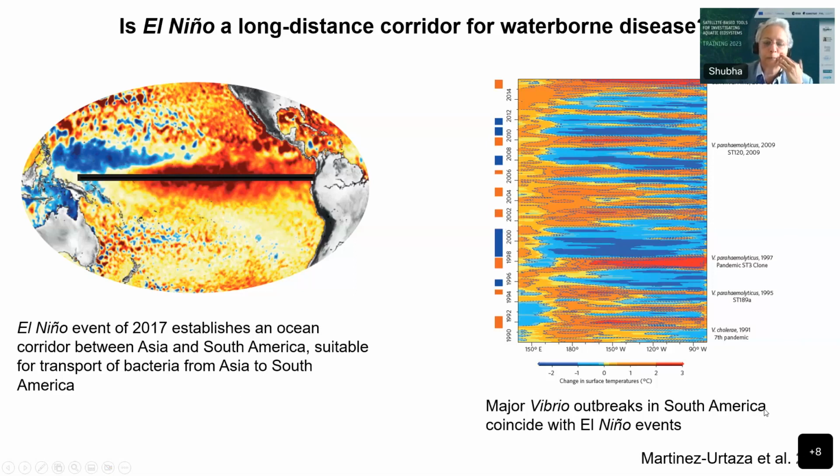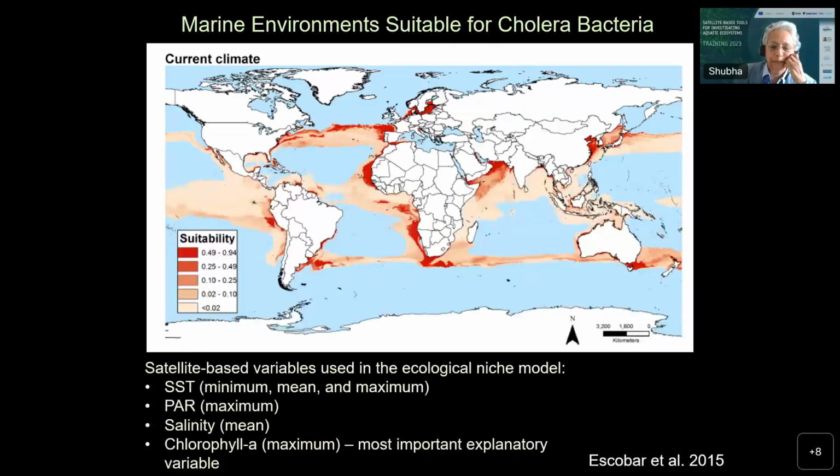Yes, South America. So they suggested that the occurrence of warm water across the tropical Pacific associated with El Nino serves as a corridor for transport of Vibrio across long distances, causing outbreaks of diseases. So in this big picture, again, sea surface temperature appears as a key factor.